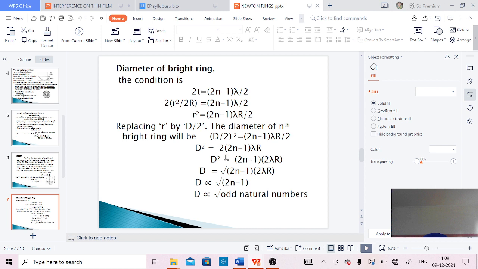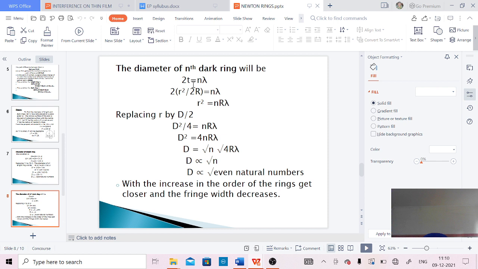So from here, d equals root of (2n minus 1) into 2 lambda r. That means d is directly proportional to root of (2n minus 1), that is, to the odd natural numbers. So simply, this is the condition: d equals root of (2n minus 1) into 2 lambda r is the condition for the diameter of the nth bright ring.